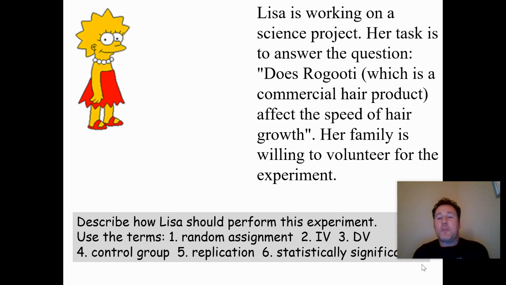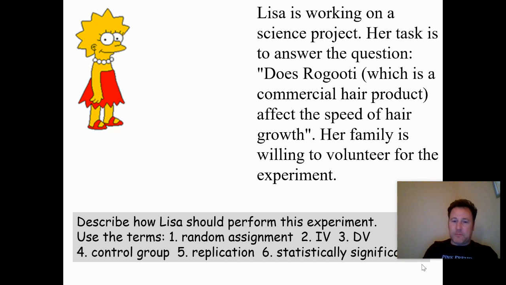All right, so you need a group of people. It doesn't need to be the family, but you do need a group of volunteers, and they do need to be volunteers. You cannot trick or coerce people into being in your science project unless there's a really good reason to do it. Okay, so you need volunteers, and ideally they're randomly selected from the population that you're trying to study. Then you take these randomly selected people and you randomly assign them to either receive the Rogooti or to receive a placebo.